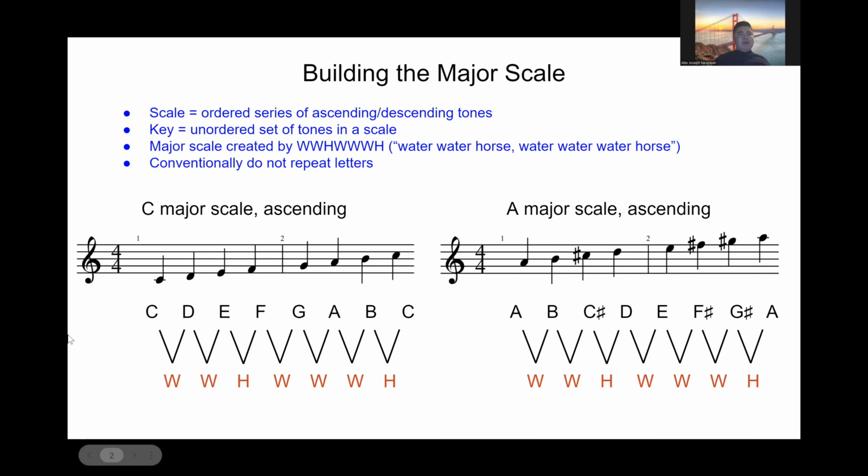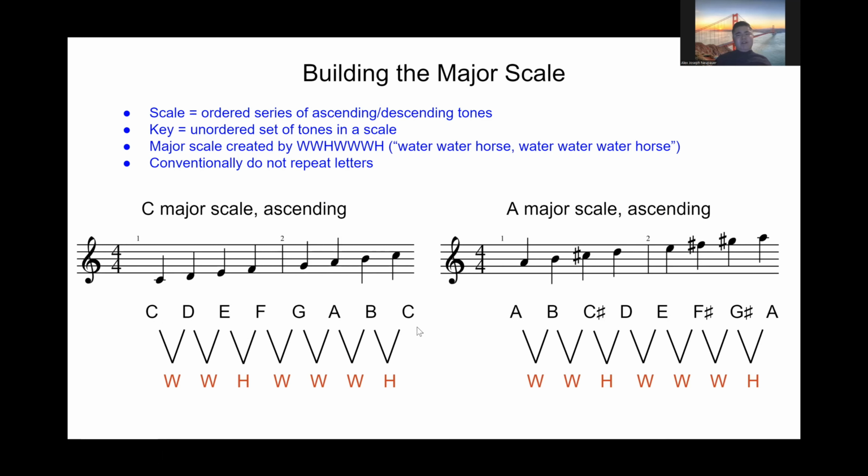So let's look at the C major scale down here. From C to D, it's a whole step, because C to C sharp is a half step. D to E is also a whole step, but E to F is a half step, because there's no note between these two, remember. F to G, whole step. G to A, whole step. A to B, whole step. Again, B to C, there's no black note between these two notes, so it's only a half step.